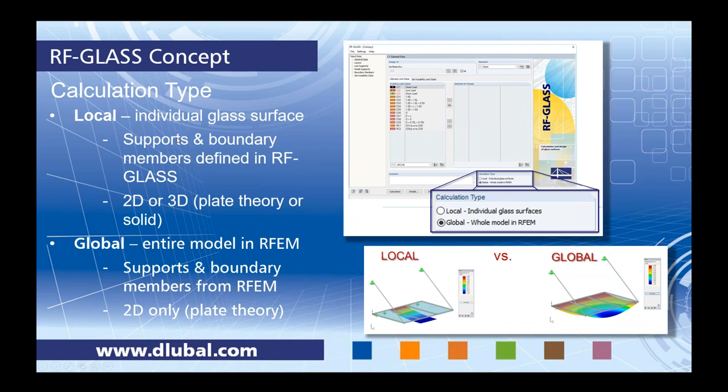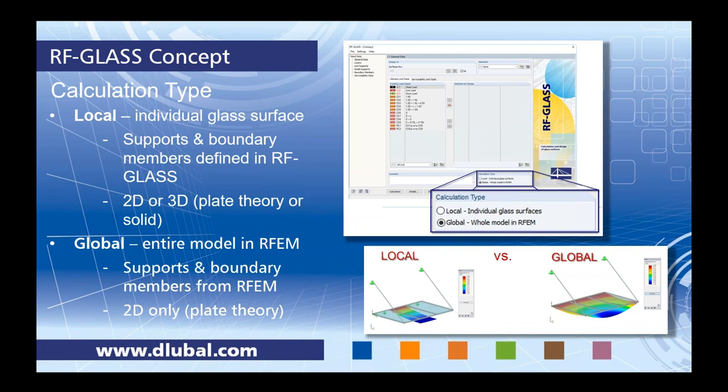The first being a local calculation. That is where an individual glass surface is analyzed in RF glass. Despite having any supports or boundary members drawn in RFEM, we have to redefine those supports and boundary members in RF glass. And with the local calculation, we can do either a 2D or 3D plate theory or solid analysis. With insulated glass, this always falls under the local calculation because, like I said, we can only do a 3D analysis type with insulated glass.